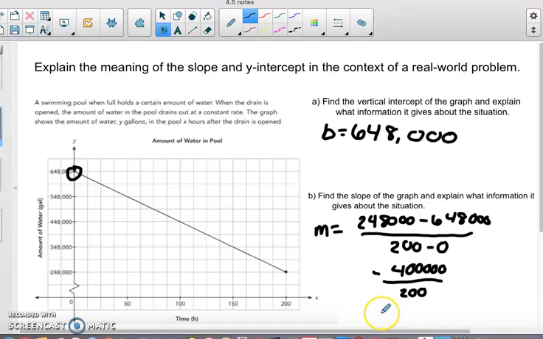And we can simplify that. Negative 400,000 divided by 200 is negative 2,000. And the slope here represents the rate in gallons per hour at which water is draining out of the pool. So 2,000 gallons of water drains from the pool every hour. Let's take a look at another example.